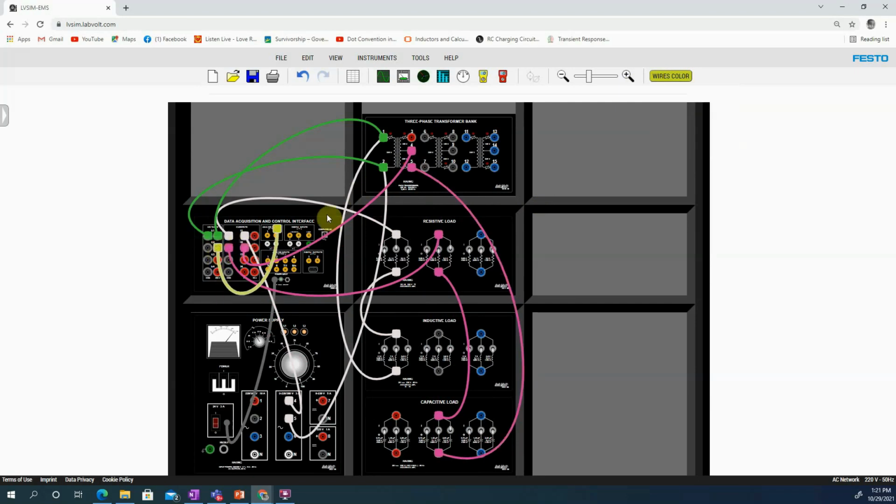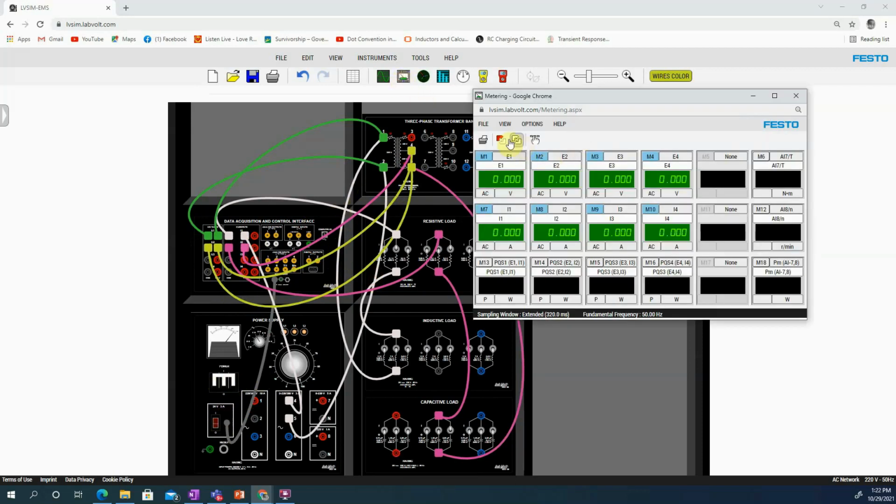So we need E2 to measure the voltage here, and from here we have to measure the voltage. Okay, we have measured the voltage, and we need to switch on, and then simulate, check the values.